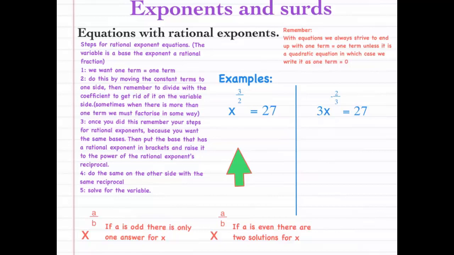Hi everyone and welcome back to this exponents and surds lesson. Now in this lesson we are looking at equations with rational exponents.